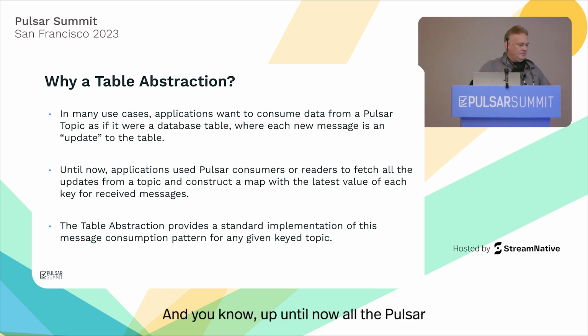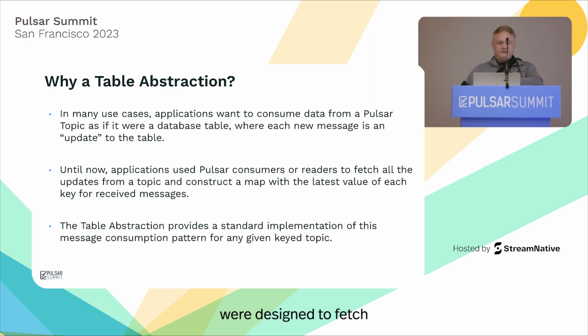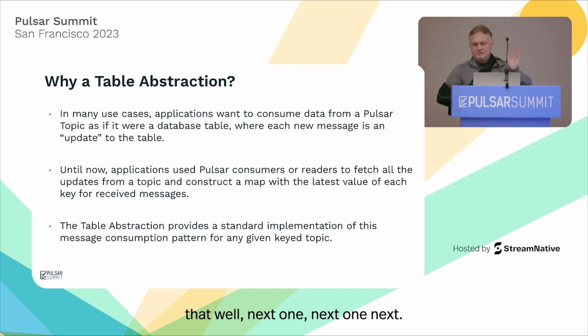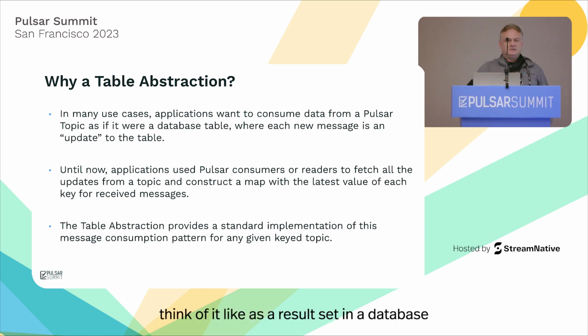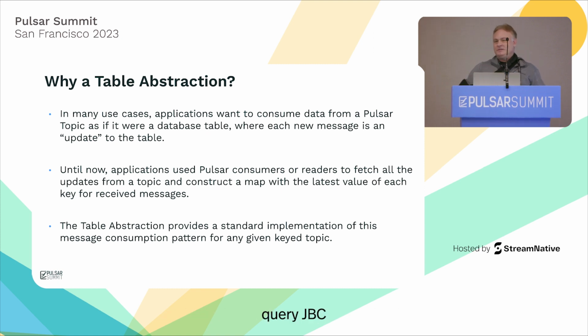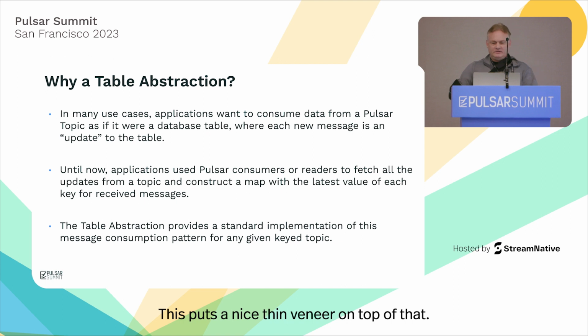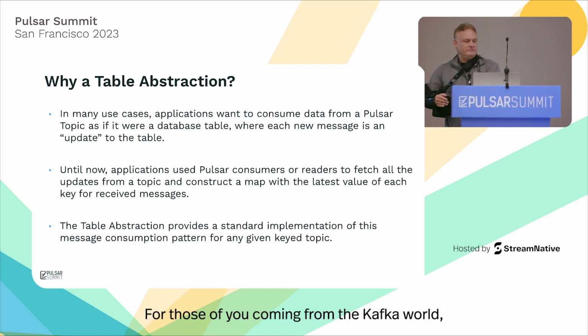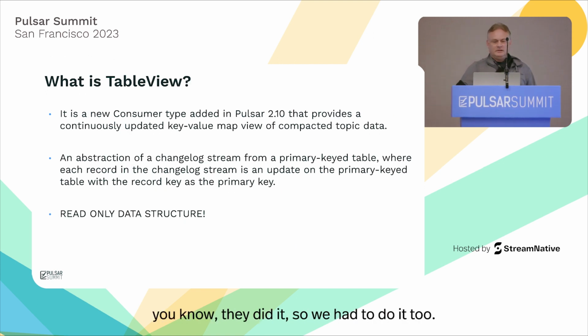Up until now, all the Pulsar consumers and readers were designed to fetch data one record at a time and process it, then get the next. Think of it like a result set in a database query, JDBC, something like that. Read the next record, read the next record. This puts a nice thin veneer on top of that. For those of you coming from the Kafka world, think of KTables. They did it, so we had to do it too.